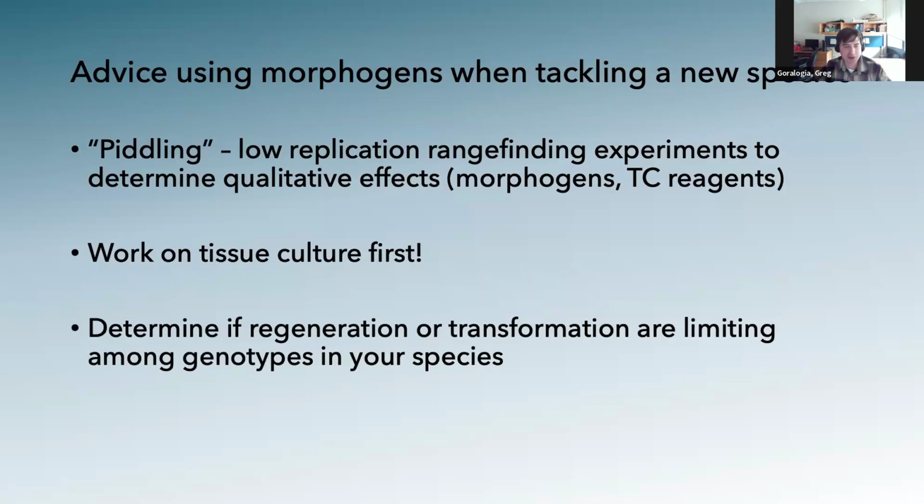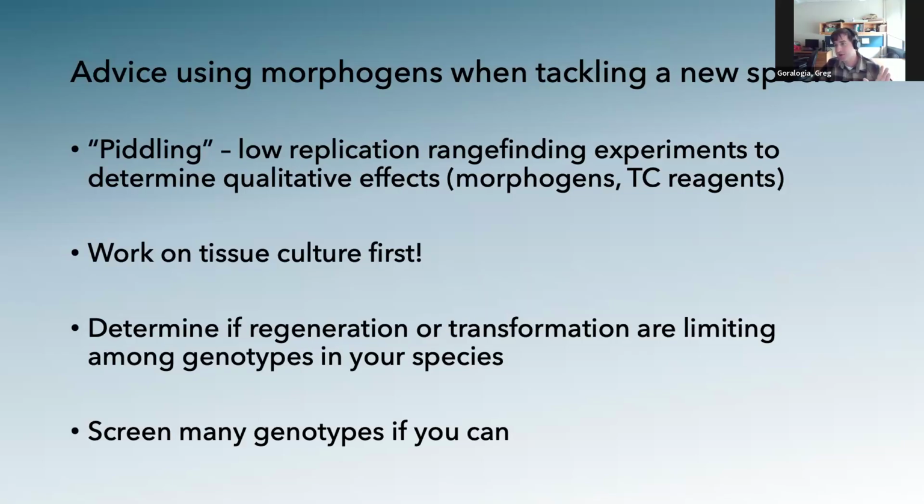Back to basics, really trying to figure out if regen or DNA delivery is your problem. And if you can screen many genotypes. In eucalyptus, when I showed you in that first slide, that's the best one out of 100 genotypes we screened. So, you know, there's a lot of challenges in working in some species. So with that, I'd like to thank my mentor, Steve, Kathleen, and Kate, who do most of the tissue culture work in our lab.